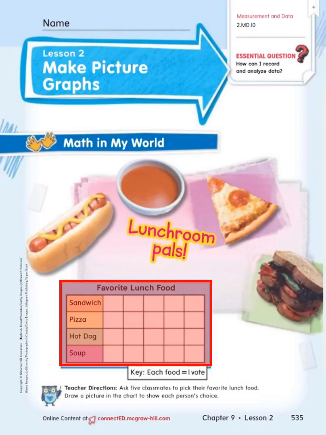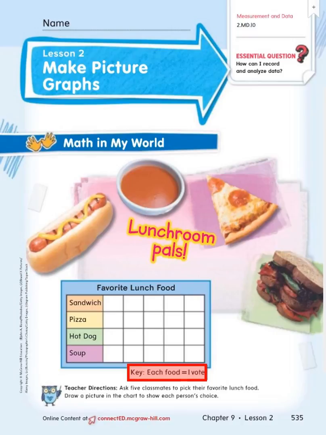So let's look at this chart down here. Now, if we had been together, we would have asked 5 classmates to pick their favorite lunch food. Since we're not together, you can do this with family, or we can just use the information that I have. And it's important to know that when you have a chart, there's usually something called a key. And it tells us here that each food equals 1 vote.